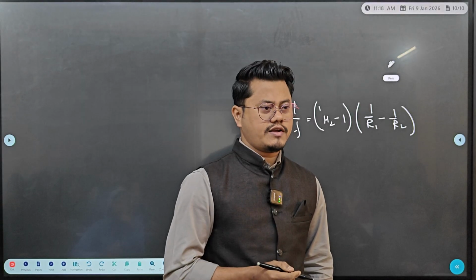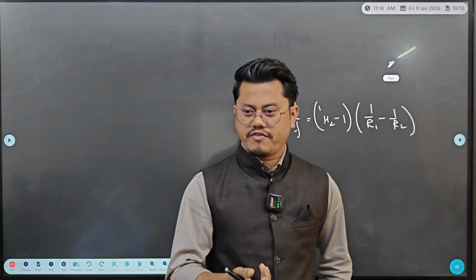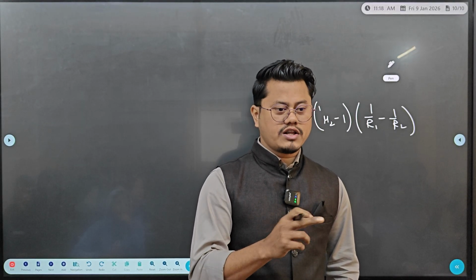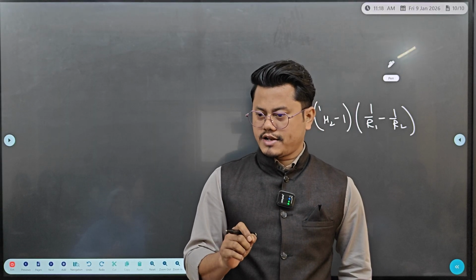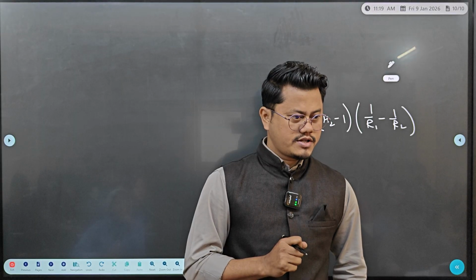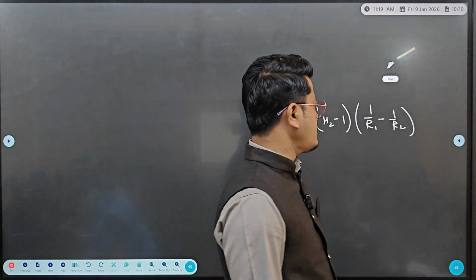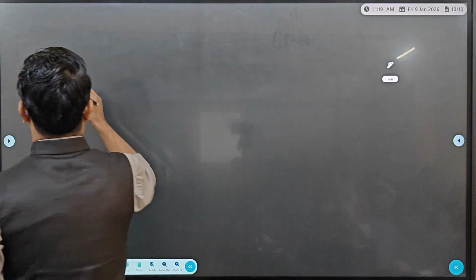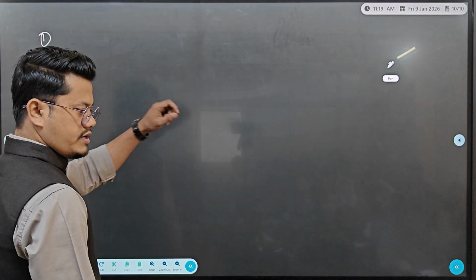I told you yesterday that whenever we talk about convex or concave, we may be having equiconvex, plano-convex, biconvex, concavo-convex in this way, right? So we are supposed to understand right now this type of lenses, whether it be convex or concave. Are you getting it? Please write types of convex lens.